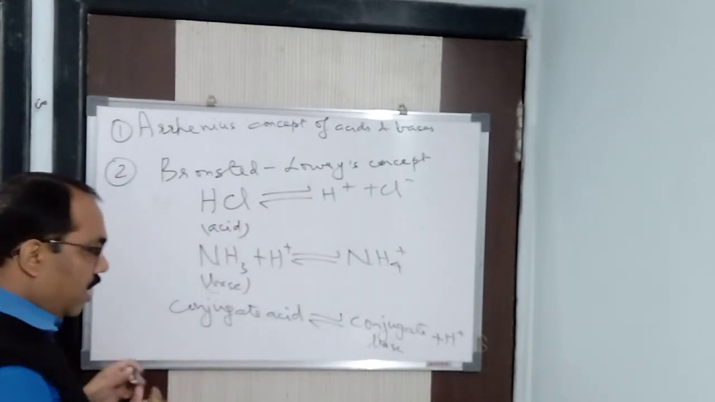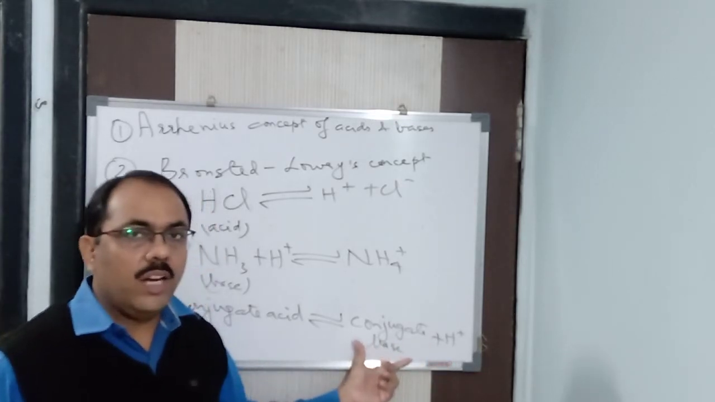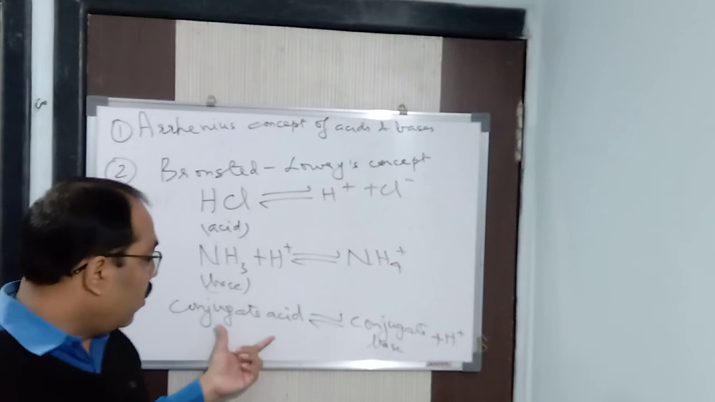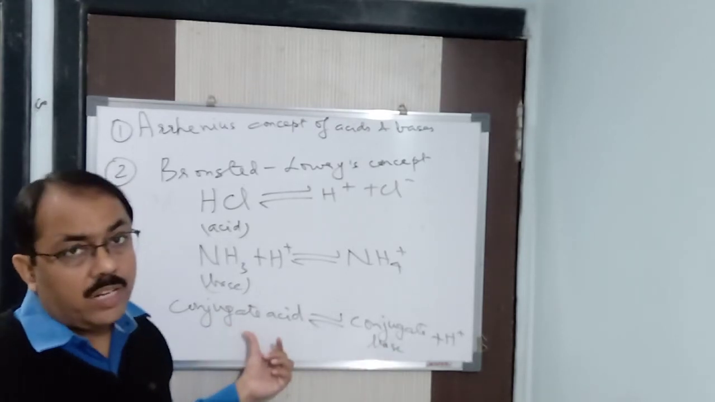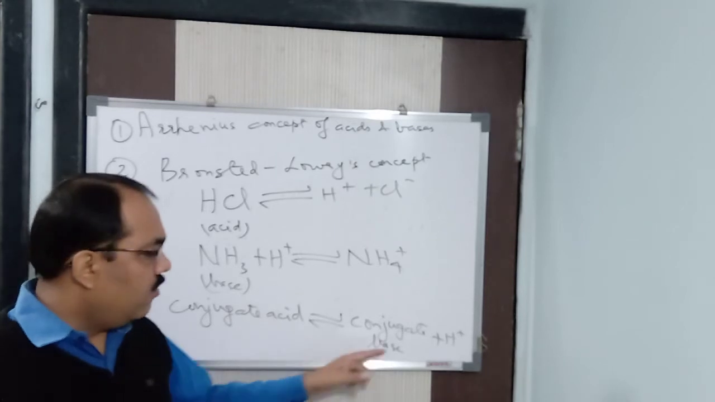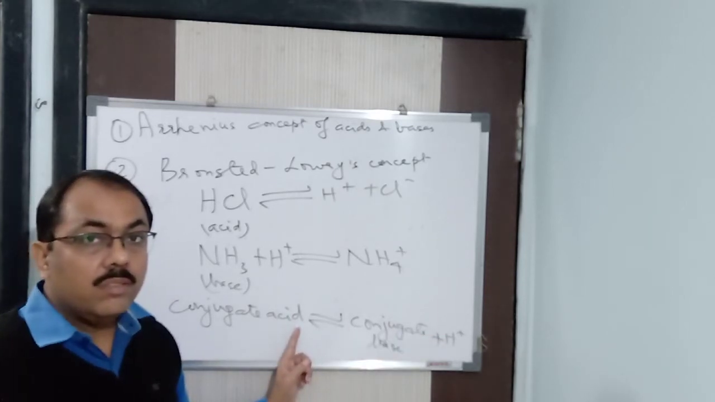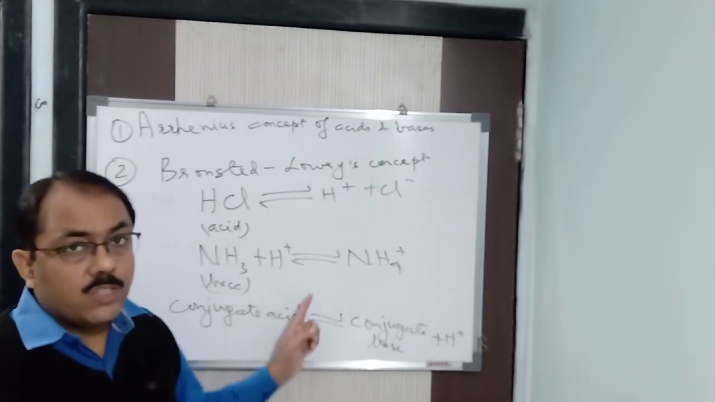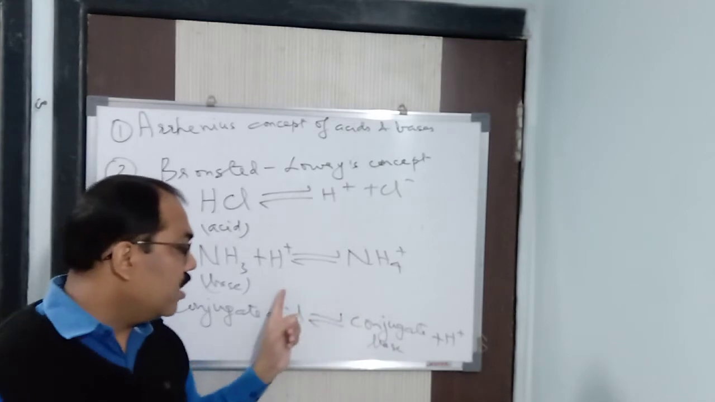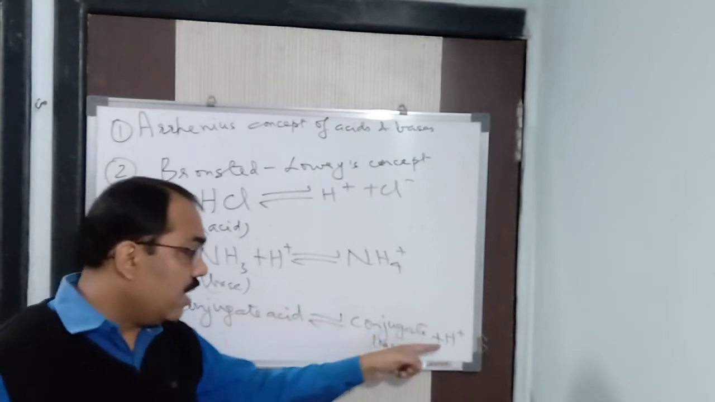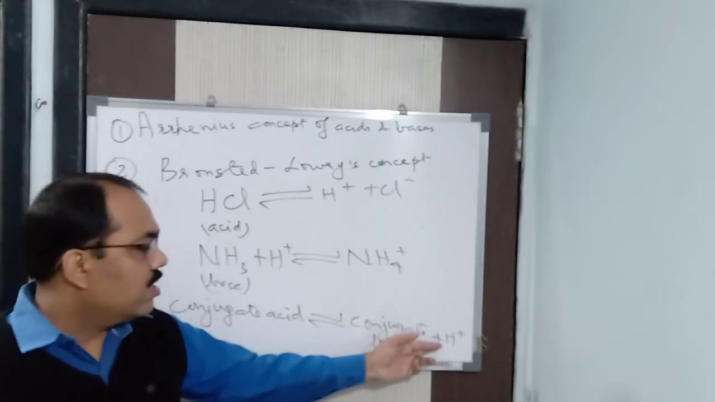So I mean to say that if you add an H plus ion to a conjugate base, you will get a conjugate acid. Or if you want a conjugate base, then you remove an H plus ion from the conjugate acid. Listen carefully. If you want a conjugate base, then you bring the H plus ion this side, it becomes minus. So if you remove an H plus ion from a conjugate acid, you will get a conjugate base. If you want a conjugate acid, then you add an H plus ion to the conjugate base. So everything is the H plus ion.